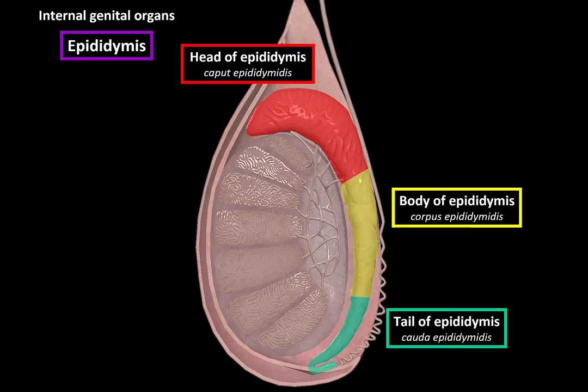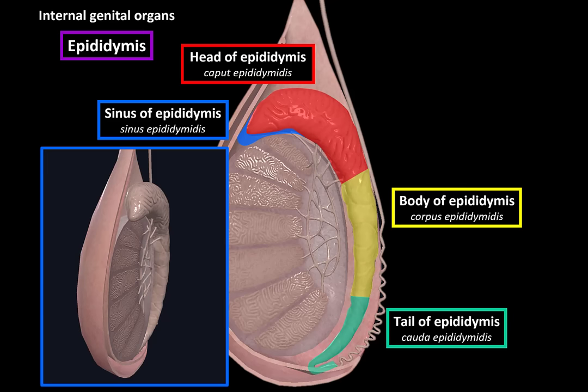Another thing we can mention here is that anatomically, there's going to be a pouch located at the lateral surface between the testes and the epididymis. That pouch is called the sinus of the epididymis. And here's an anterior view, just to make it easier to visualize it.